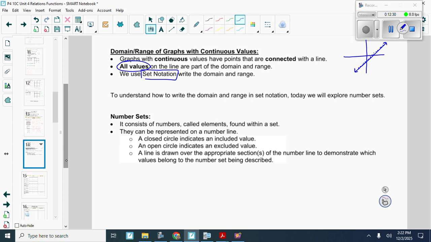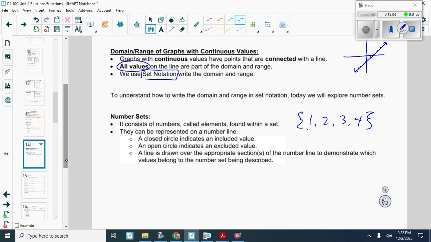We've already talked about it. Just to remind ourselves, this is a set, and each number inside is listed with a comma. Those are our elements. So when we're talking about number sets, that's what we're talking about. It can be represented on a number line. If you turn over your page, you should have a horizontal page in your notes. This is what we're going to be taking a look at.